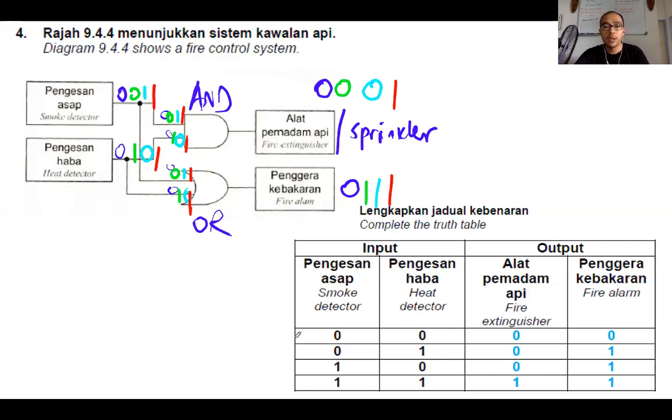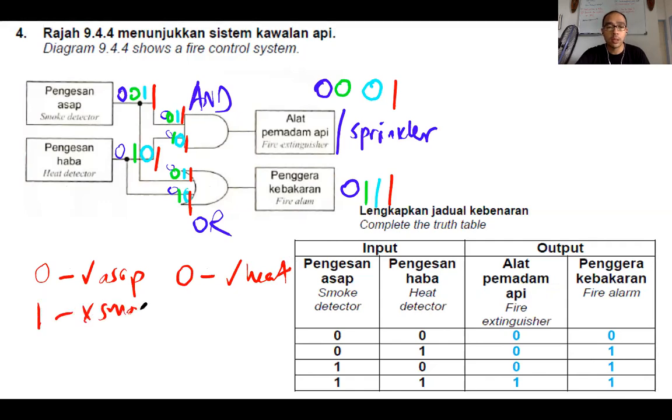So we assume that 0 means no smoke and 0 means no heat. 1 is smoke and 1 is hot. Sorry, what's wrong with me today? 0 is no smoke, 1 is smoke, and 1 is hot. So that will make sense in this system.